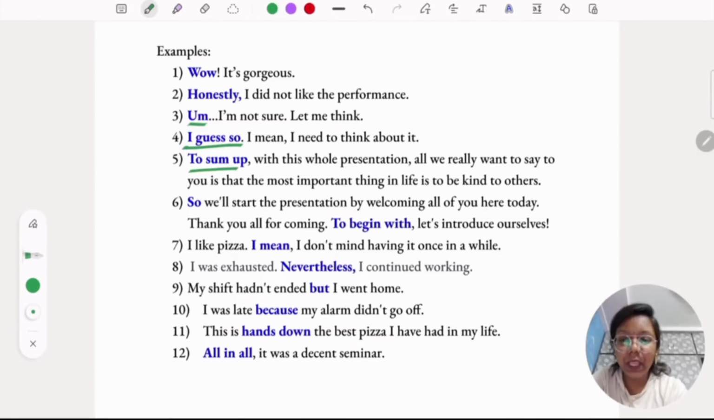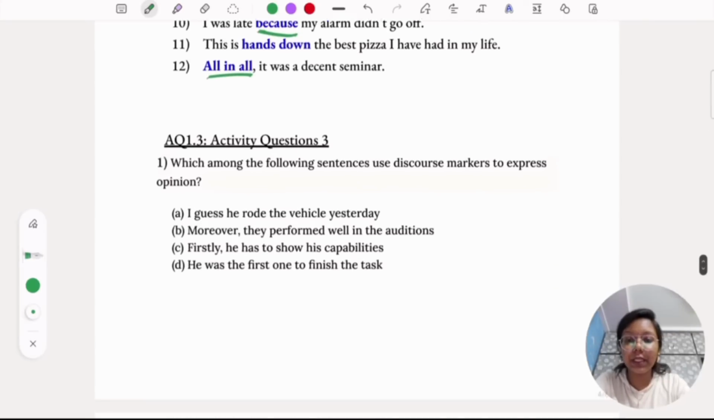To sum up, we'll start the presentation by welcoming all of you here today. Thank you all for coming. To begin with, let's introduce ourselves. I was late because my alarm didn't go off. All in all, it was a decent seminar. So these are a few examples here. Let's go and see the activity questions.